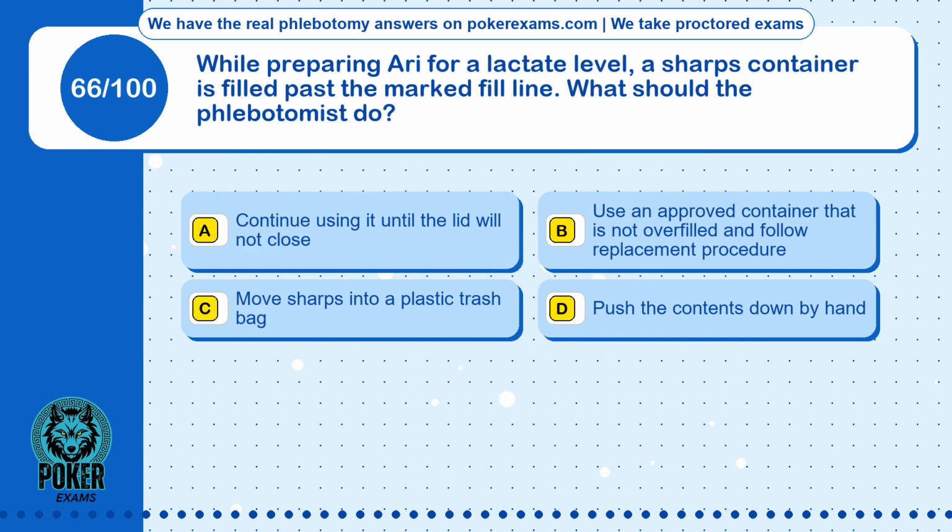Question 66. While preparing for a lactate level, a sharps container is filled past the marked fill line. What should the phlebotomist do? Option A, continue using it until the lid will not close. Option B, use an approved container that is not overfilled and follow replacement procedure. Option C, move sharps into a plastic trash bag. Option D, push the contents down by hand.